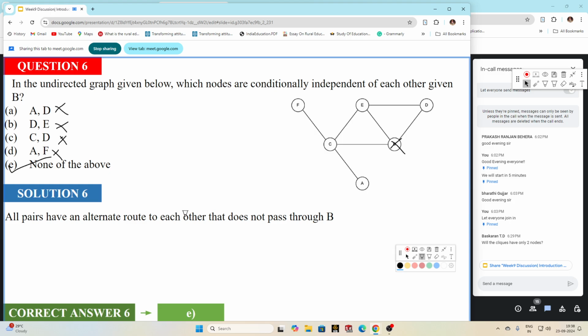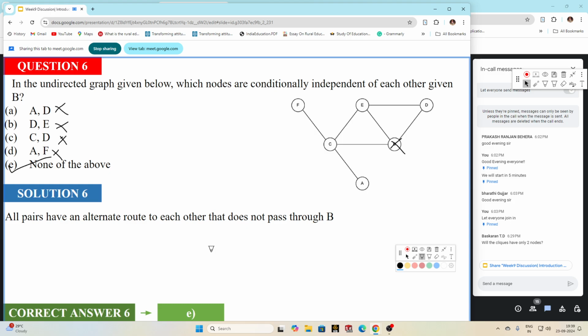All pairs have an alternate route to each other that does not pass through B. So that is why all are conditionally dependent. Even if we block B, all are conditionally dependent. So options A, B, C and D are all incorrect, and E is the correct answer. Any doubt in this?